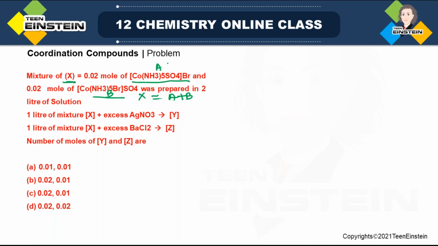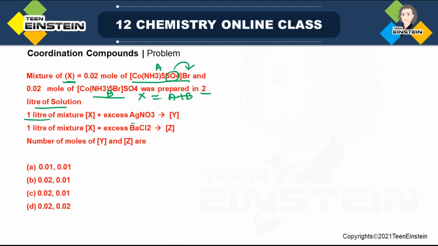But now the difference is that it is actually ionic isomerism. Ionic isomerism, what do you know? SO4 is now outside and Br is inside. That means they are interchanging their positions. So these two are isomers of each other. You have taken 0.02 mole of both of these and prepared a mixture, and the solution volume is 2 liter. So the final volume of the mixture X is 2 liter. Now out of these 2 liter, suppose you have taken only 1 liter of X.